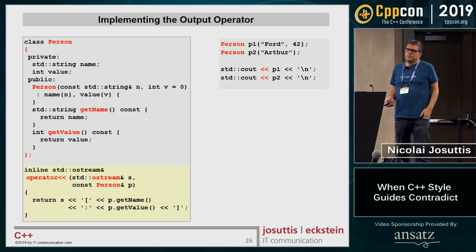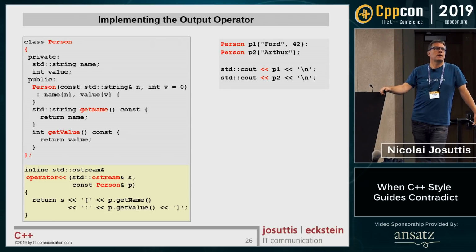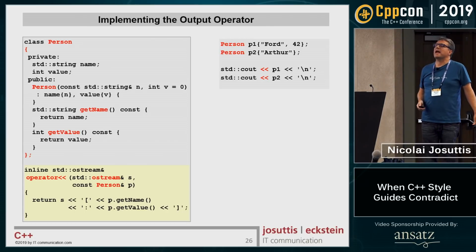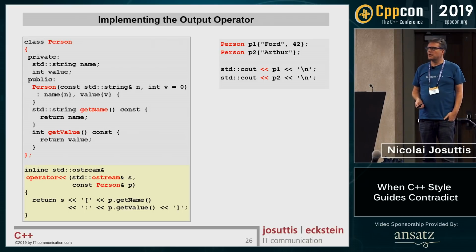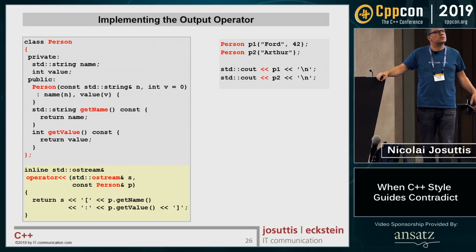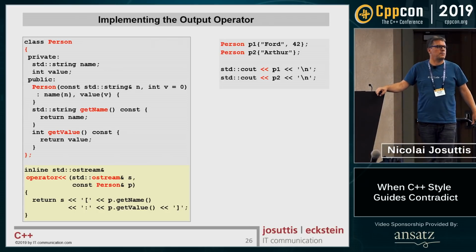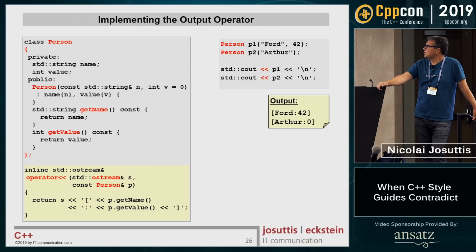One flavor is to implement the output operator. Well, there we have no chance. We can't implement a member function because the first operand is an ostream, so we have to implement it outside the class. And that's the way we usually learn to implement the output operator. That's actually the way we implement it in the standard library wherever we implement an output operator. So what's wrong with this? Nothing. It prints. It works.